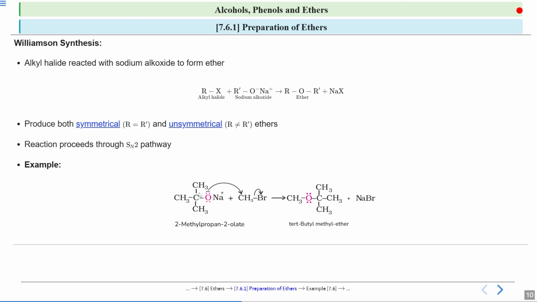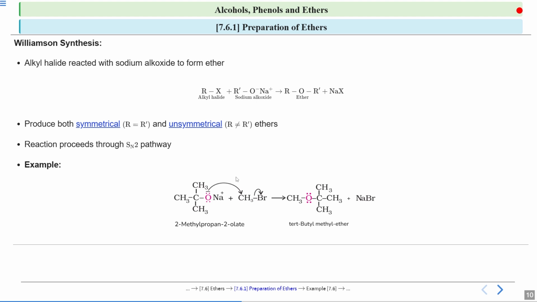Okay, so if you see here, this is a 3-degree alkoxide. Why? This carbon is further connected to 3 carbons: 1, 2, 3. So this is a 3-degree carbon, and this is a 3-degree alkoxide. How will you name it? 2-methylpropan-2-olate. And this is your primary alkyl halide.